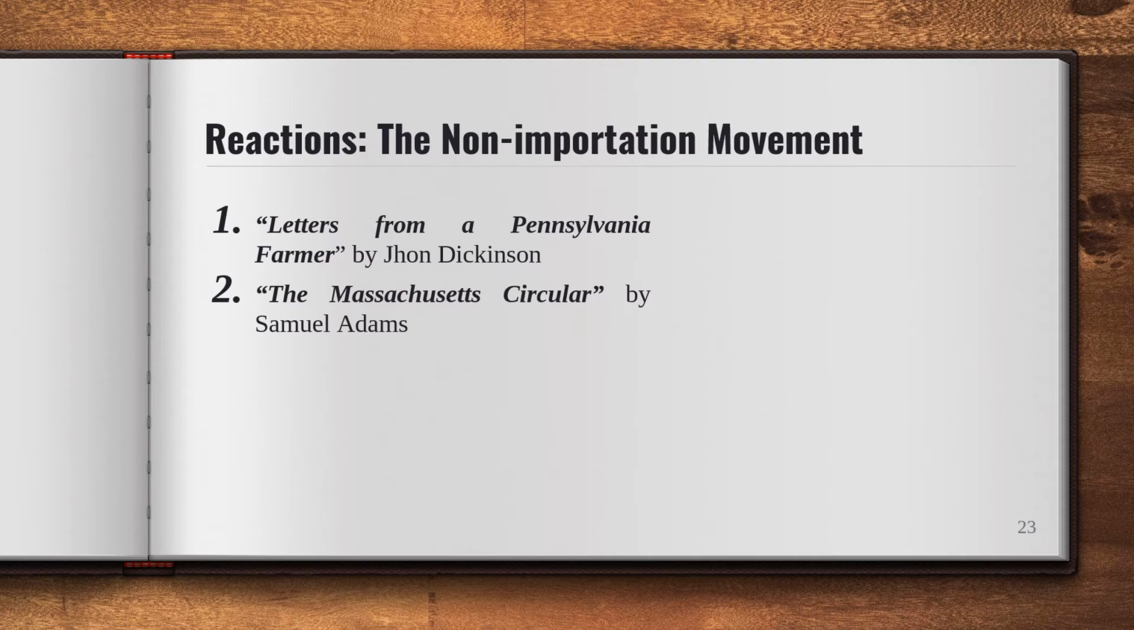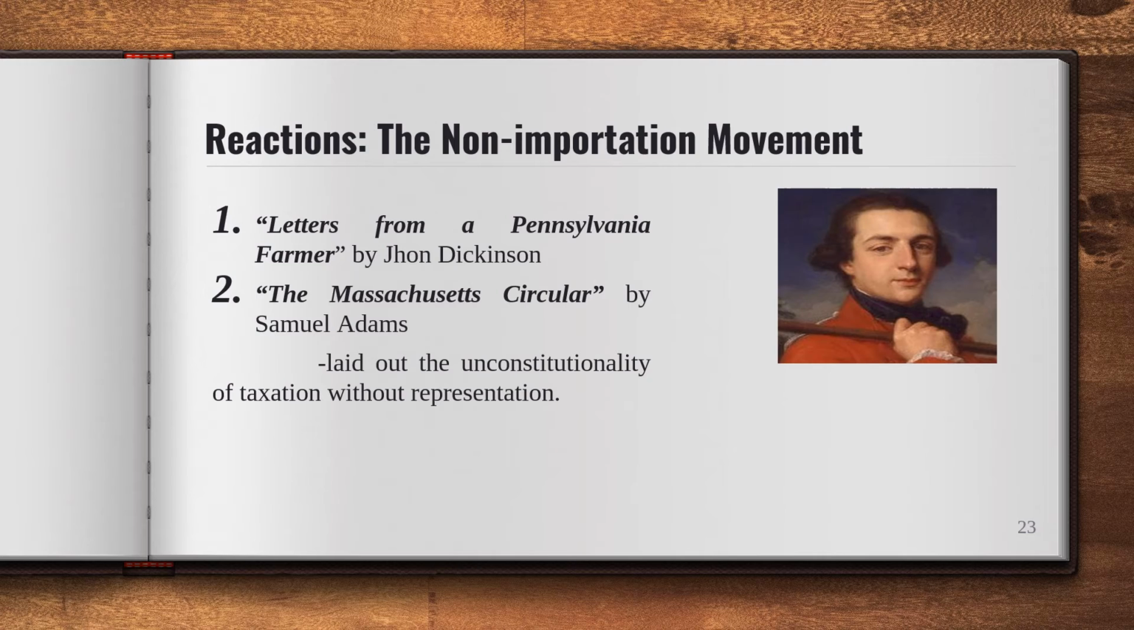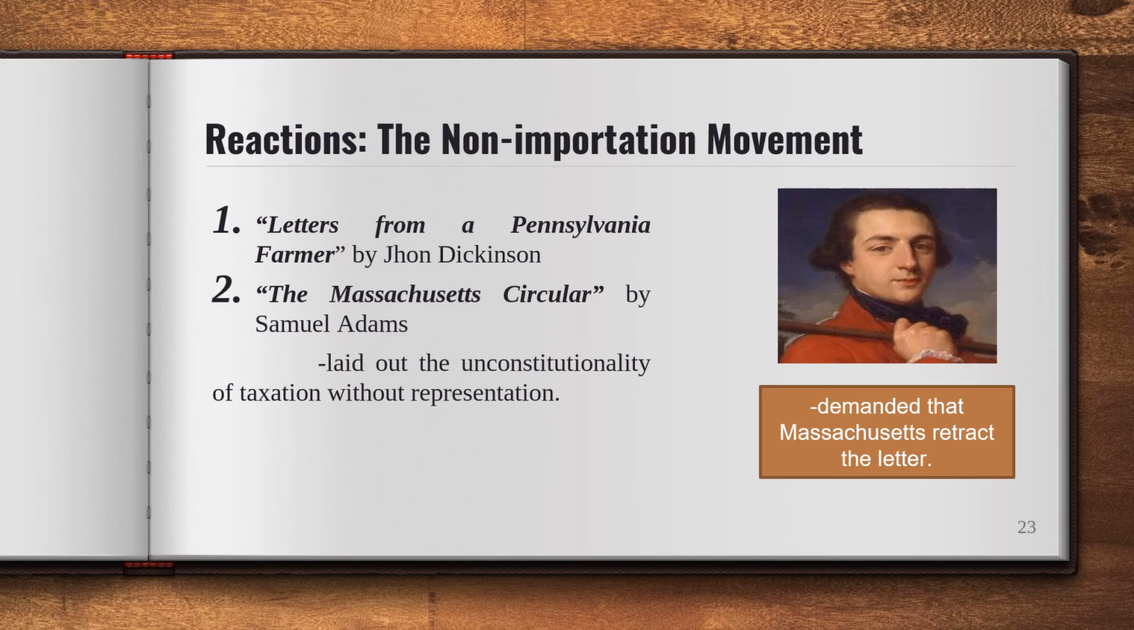Then, we have the Massachusetts Circular by Samuel Adams. It laid out the unconstitutionality of taxation without representation. It also encouraged other colonies to protest the taxes by boycotting British goods. The response of Great Britain was lukewarm. However, Lord Hillsborough demanded that Massachusetts retract the letter, and he promised that any colonial assemblies that endorsed it would be dissolved.